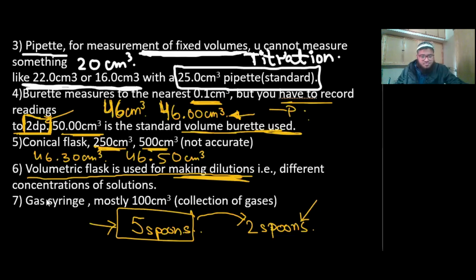So just to sum it up from this point, the takeaway is that for the volumetric flask, you have to remember its name for making dilutions.